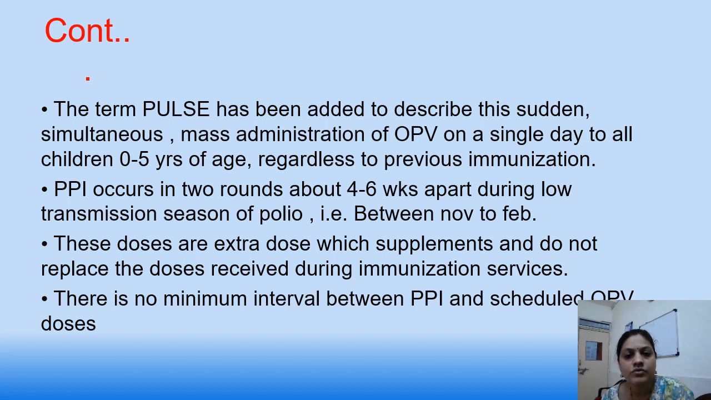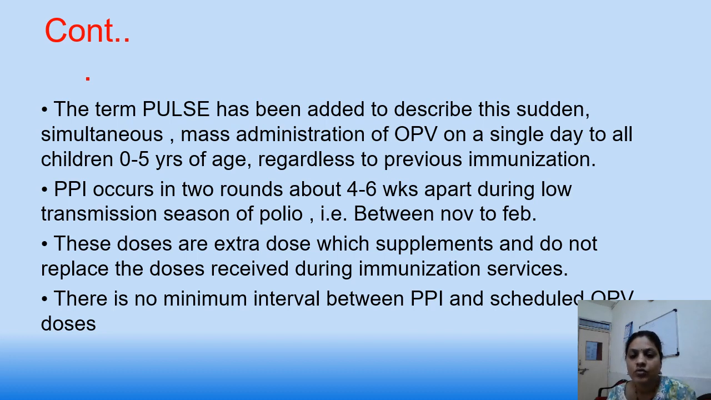PPI occurs in two rounds about 4 to 6 weeks apart during the low transmission season of polio, that is between November to February. These doses are extra doses which supplement and do not replace the doses received during immunization services. There is no minimum interval between the PPI and the scheduled OPV doses. So the pulse polio campaign has been active since 1995 and it includes giving all the children under 5 years of age on the same day a single dose of mass administration of the oral polio vaccine.